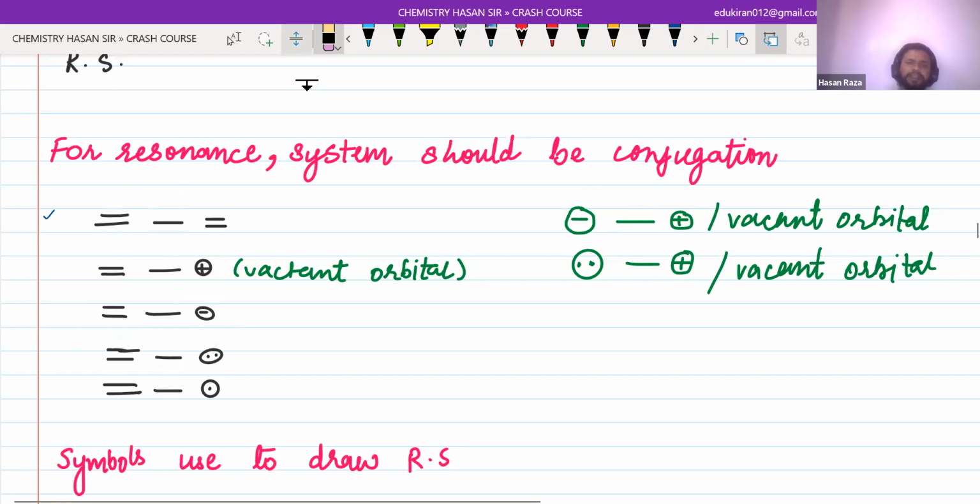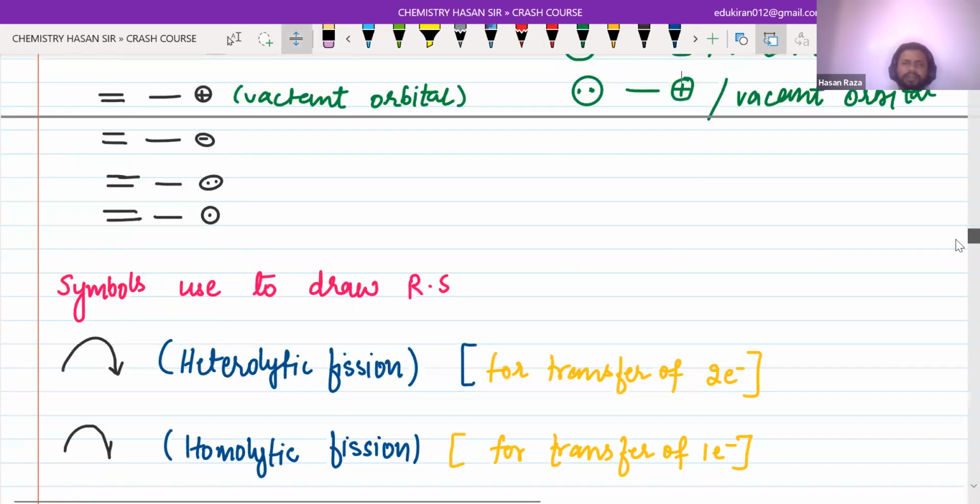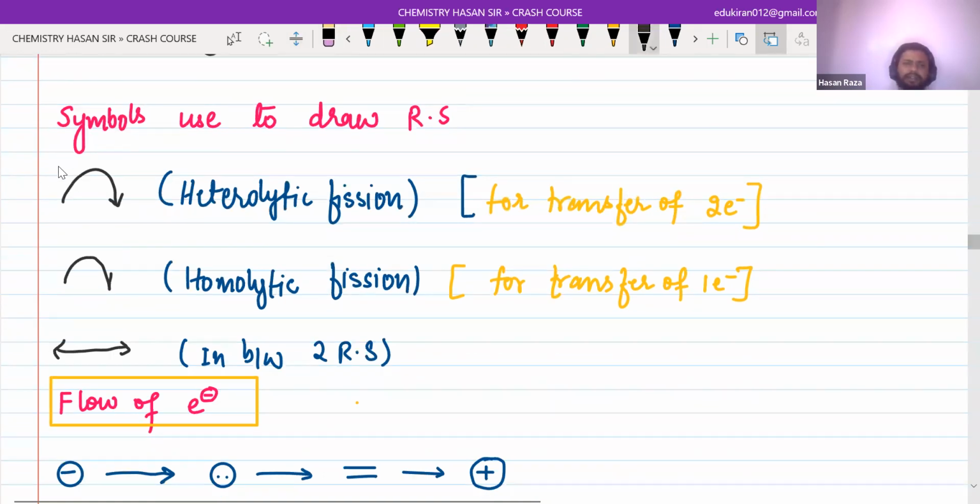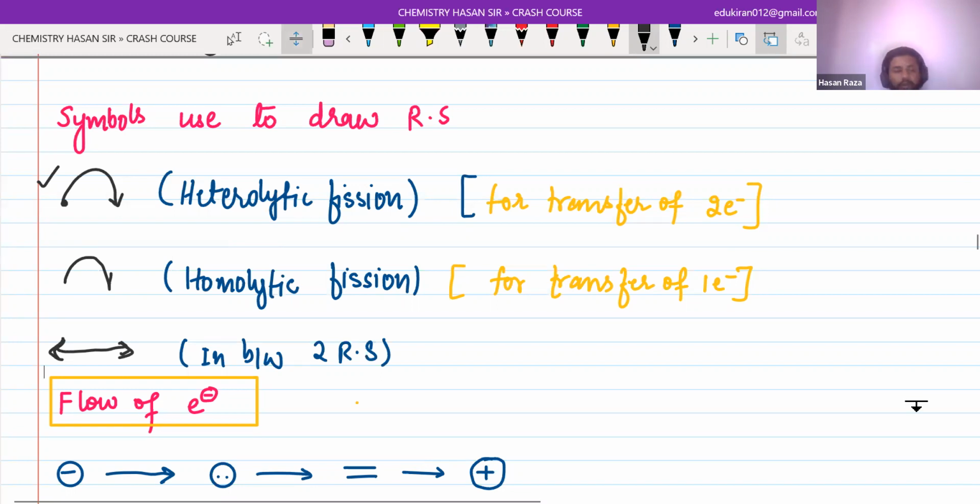Now, there are some arrows that are used, and you need to know the symbols used to draw resonating structures. This is heterolytic fission, which shows the electrons from one atom going to another. This shows the transfer of two electrons to a single atom. This is homolytic, which means transfer of one electron, or equal transfer, to each atom. And this is the double-headed arrow that we use between two resonating structures. Is that clear? And you know the most important point here is the flow of electrons.